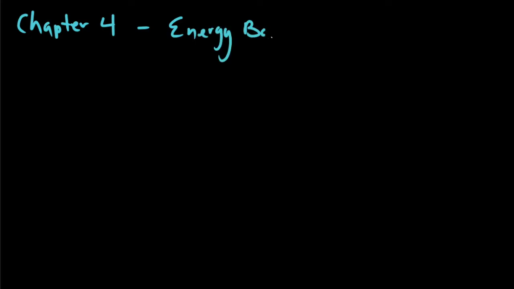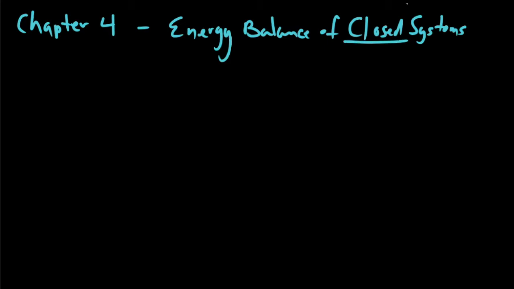Welcome to chapter 4. Today, in chapter 4, we start talking about the concept of energy balance of closed systems. Now, closed is kind of important here because, as opposed to open, closed means that everything stays within the confines of a boundary and nothing crosses it but work and heat.